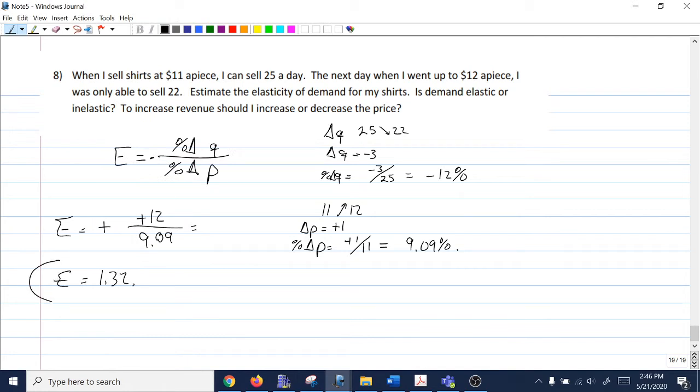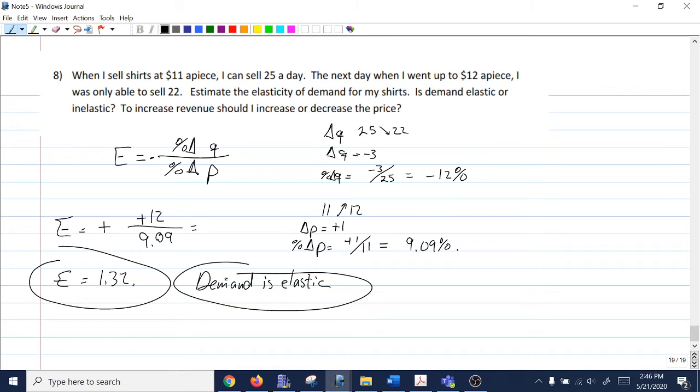The elasticity is 1.32. That means demand is elastic. Should I increase or decrease the price to increase my revenue? I always have to reason through this. My elasticity is big. I have a big top and a little bottom of this fraction, so the fraction ends up big, or the top is bigger than the bottom.